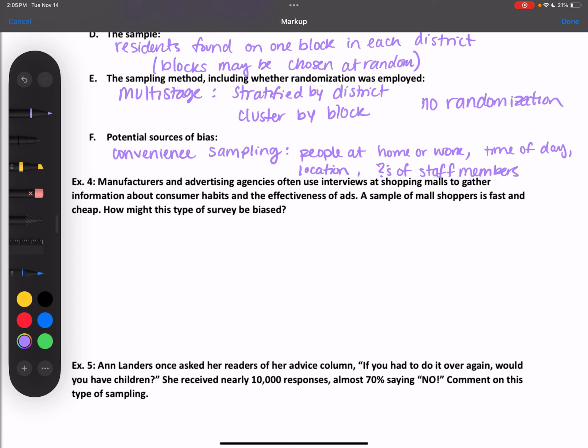Bad sample frame kind of is like undercoverage, but they're not using a set group of people to represent everyone. So that's why I would say probably not that one, but it just would depend on how you went about justifying it. So the bias would either be undercoverage or a convenient sample.